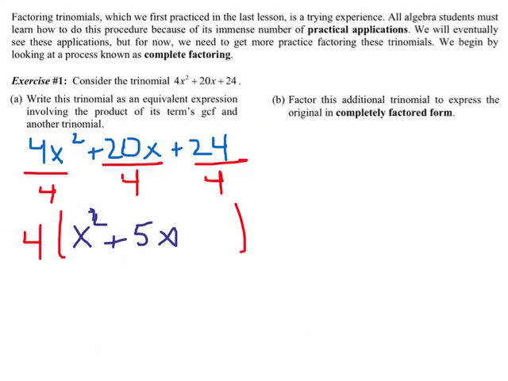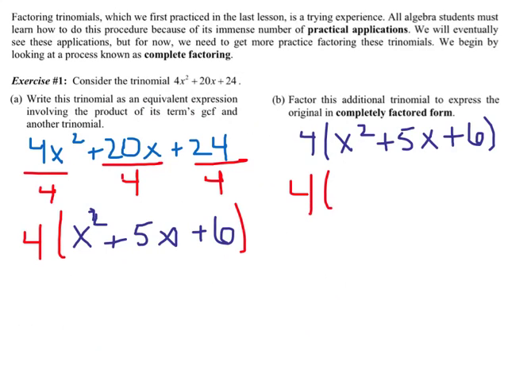plus 5x plus 6. So this is what I do, and it says to rewrite this trinomial in an equivalent expression because these two are equivalent. Now it says factor this additional trinomial to express the original in a completely factored form. So I'm just going to rewrite this. I have 4 times x squared plus 5x plus 6. I'm going to look, and I see I got all my GCFs out. Now I have to decide if this is a difference of perfect squares or if we have a trinomial that we can factor. And this is a trinomial, so I'm just going to factor it like I would normally do.